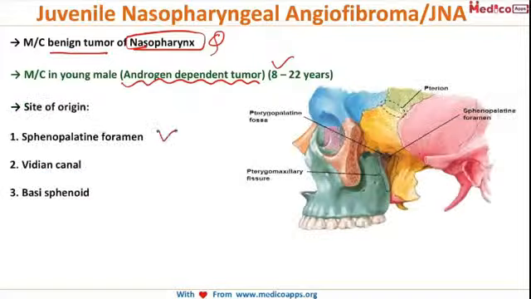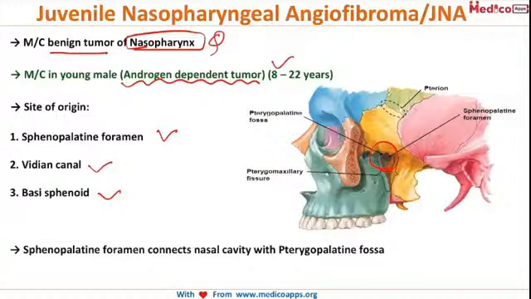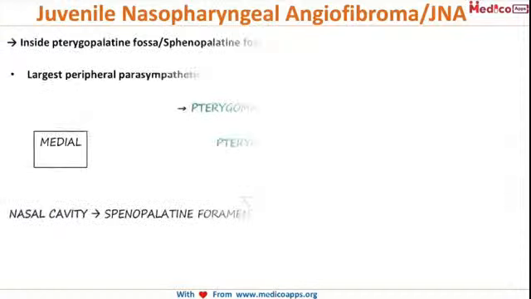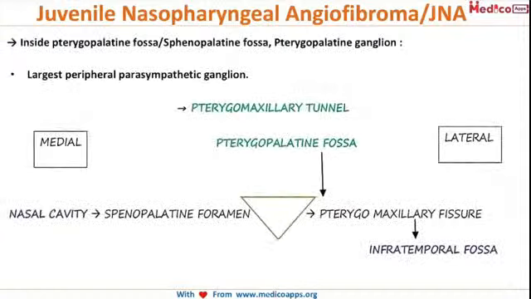And where are its sites of origin? The sphenopalatine foramen, the Vidian canal, or the basisphenoid. Here is the sphenopalatine foramen, which is the most common site of this JNA. The sphenopalatine foramen connects the nasal cavity with the pterygopalatine fossa. Please make a note of this important point. Inside the pterygopalatine fossa, or the sphenopalatine fossa, there is the most important structure, our pterygopalatine ganglion. So what about this pterygopalatine ganglion?